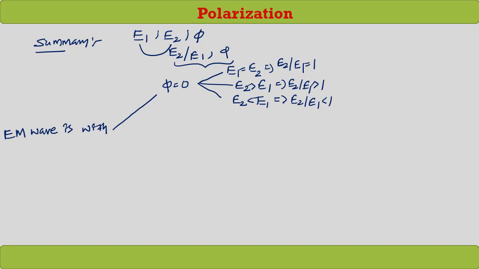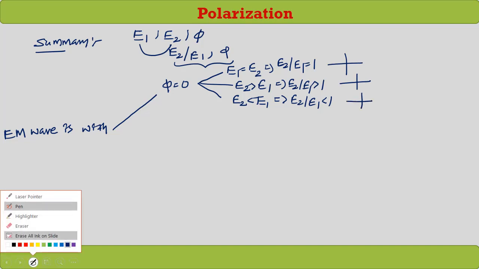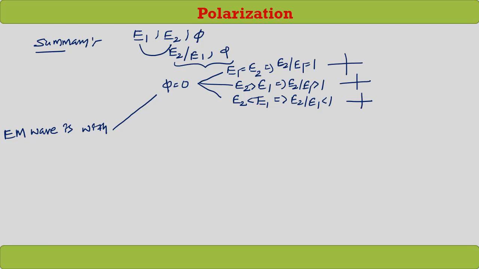But since E2 by E1 is equal to 1, the trace will be like this. Here the trace will be like this: a linear line passing through the origin with slope 1. Slope greater than 1 means a very large value, nearer to the y-axis, so it is oriented towards the y-axis. Slope less than 1 means the line is oriented towards the x-axis. And similar kinds of things you will get. That means this is LP.